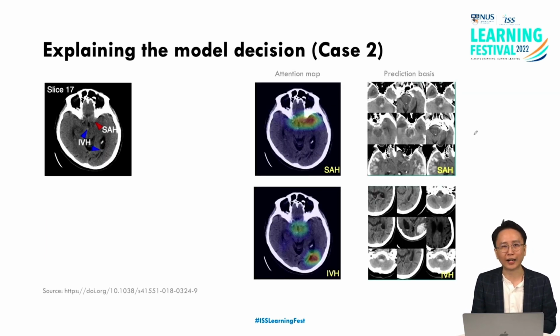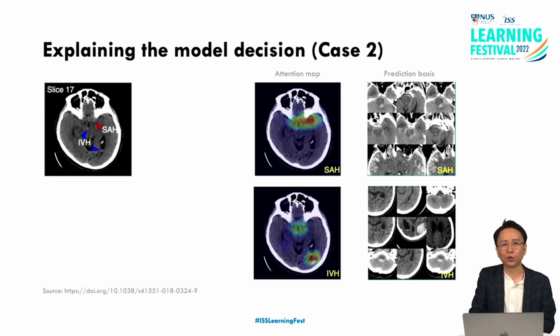Here is another example of the output. In this case, there are 2 types of intracranial hemorrhages found in these slices, and the AI located both, and the attention maps almost overlap with the areas indicated by the experts.